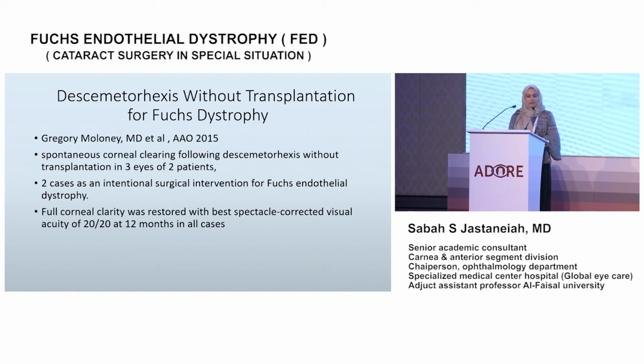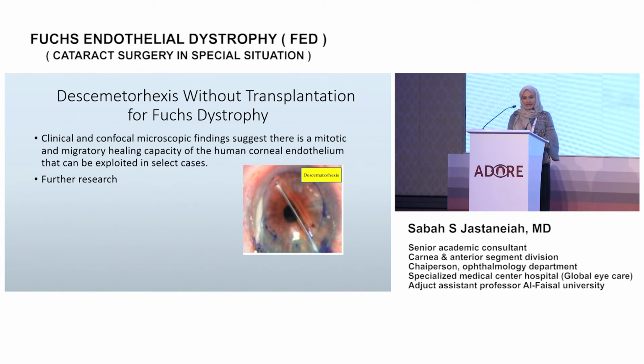The last update is the descemetorhexis without transplantation in Fuchs. It was introduced by Dr. George at the American Academy in 2015. They noticed spontaneous corneal clearing following the descemetorhexis. They intentionally removed it and did not replace it. And they reported good spectacle correction of 20/20 at 12 months in those two cases.